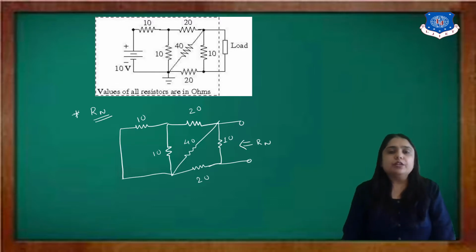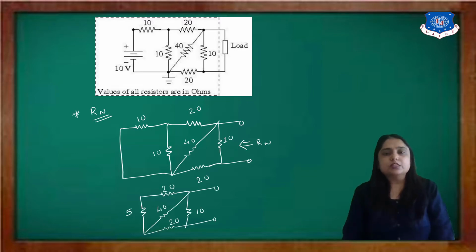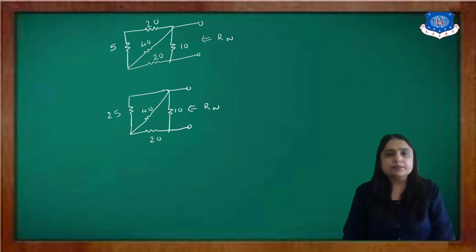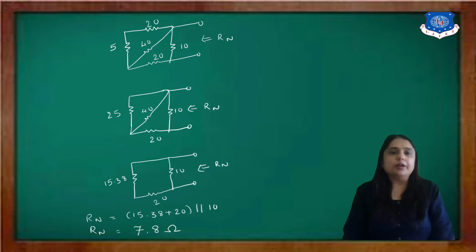Now if you see carefully, this 10 and 10 ohm resistance are connected in parallel, so the resistance will become half, 5, and the rest of the network is as it is. Now this 5 and 20 are connected in series, so that is 25 ohm. Now 25 and 40 are connected in parallel. So when we solve this, we will get 15.38, that is the parallel connection of resistances 25 and 40, and the rest of the network is as it is.